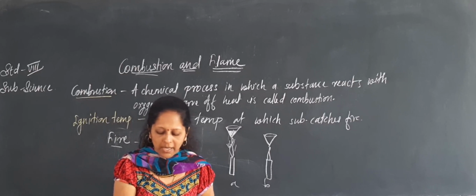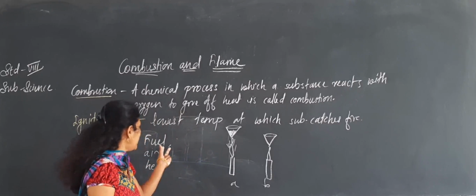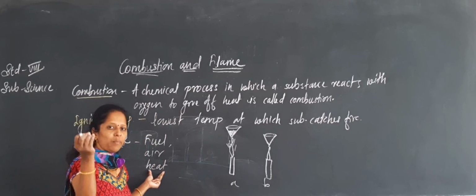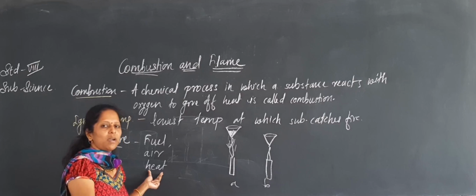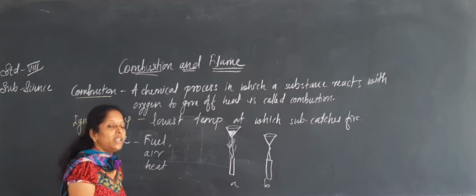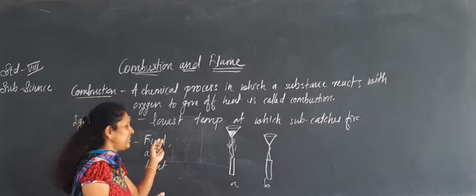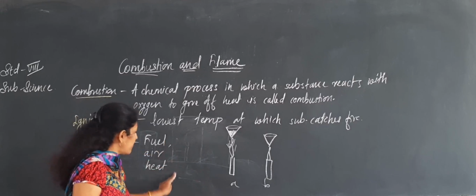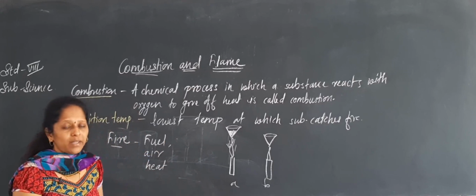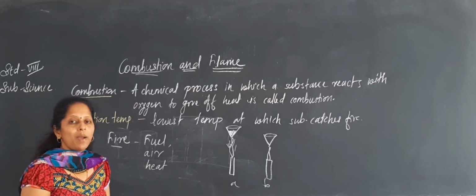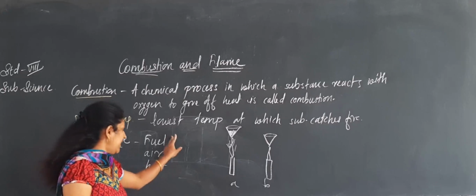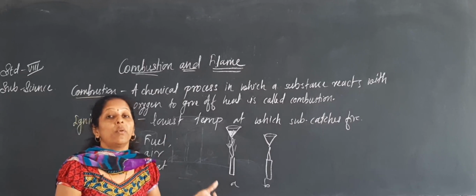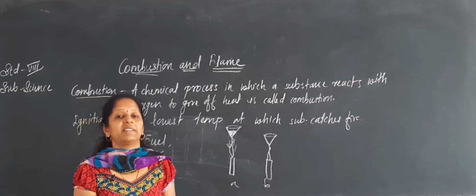Fire can be controlled by removing one or more of these requirements. If we remove any one of them, like heat, by pouring water, when fire brigades come, what will they do? They will remove the heat from there. How? From these three, when we remove any one, the fire will stop. And so the fire brigades, when they come, first of all remove the heat by pouring water on the combustible substances.